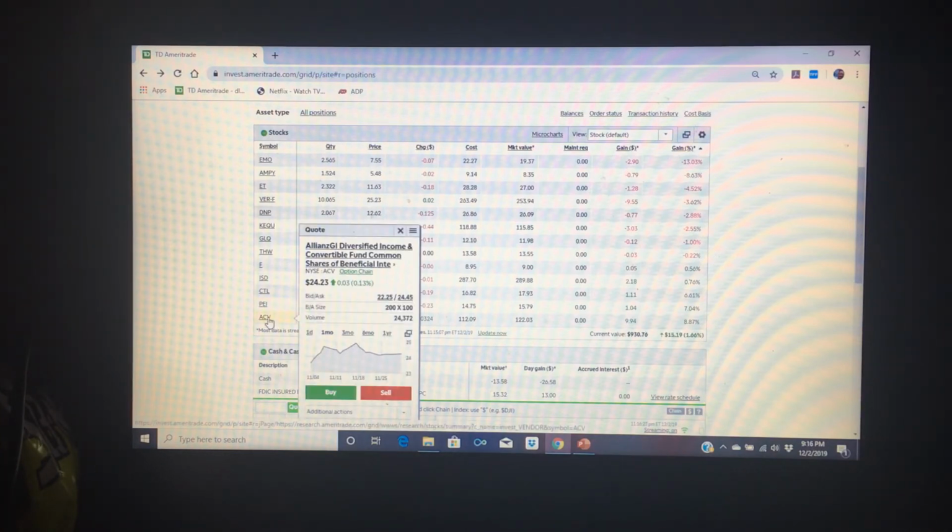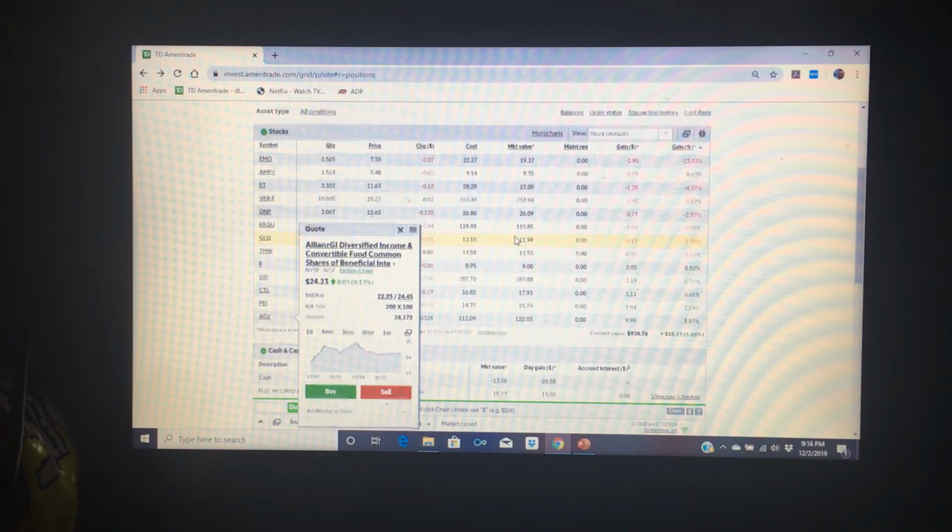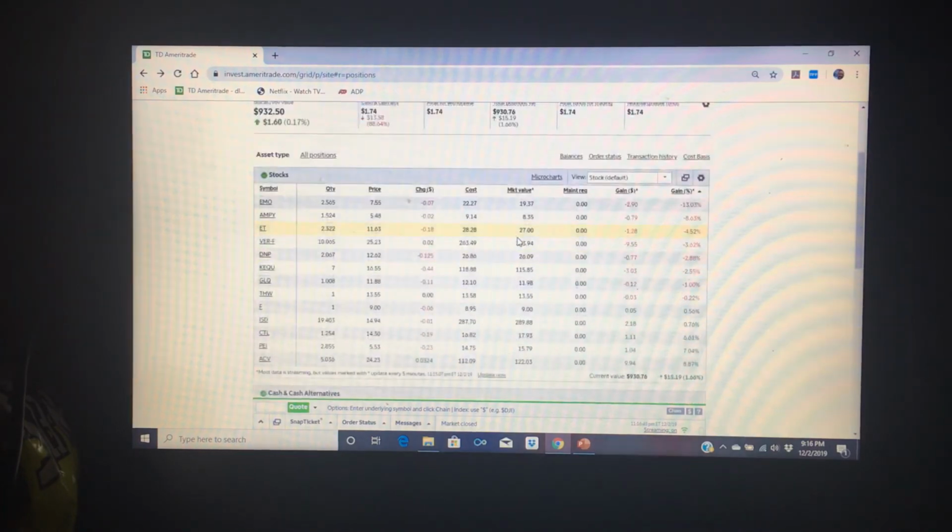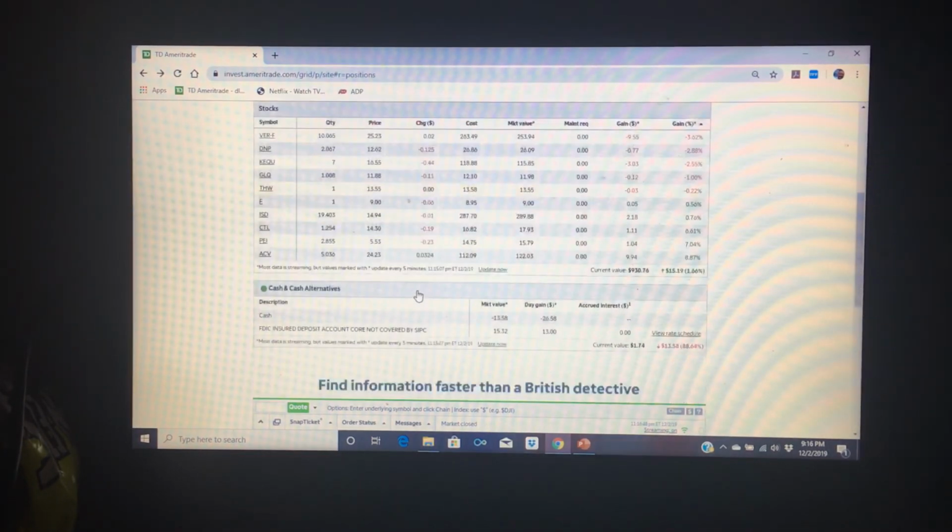ACV is a diversified income convertible common shares beneficial. It is an exchange traded fund. Once again, I like that a lot of these have a monthly pay rate. They're not super expensive, $24.23 per share. They have a fairly decent moat. I always go look at what their holdings are. I just don't buy them because they have a high yield, especially a bond ETF. I want to know what their actual holdings are.